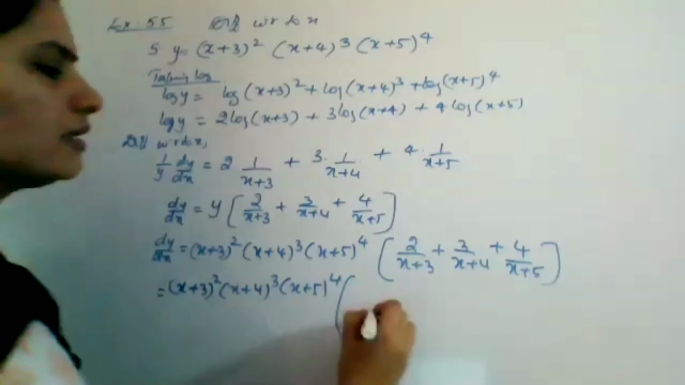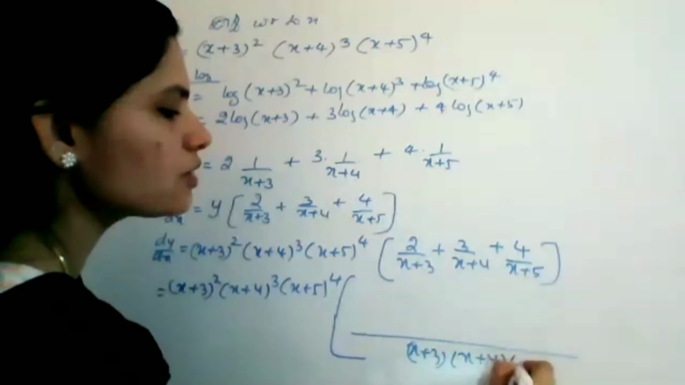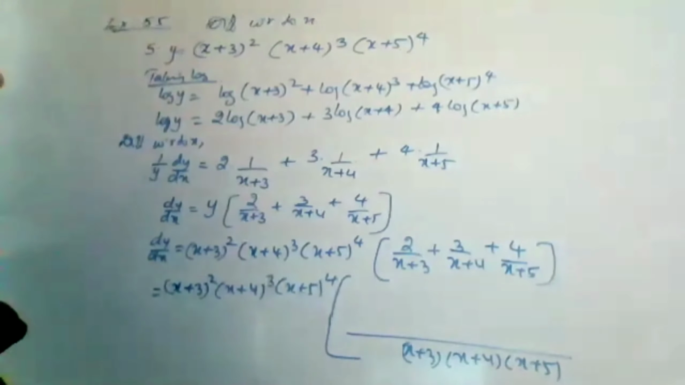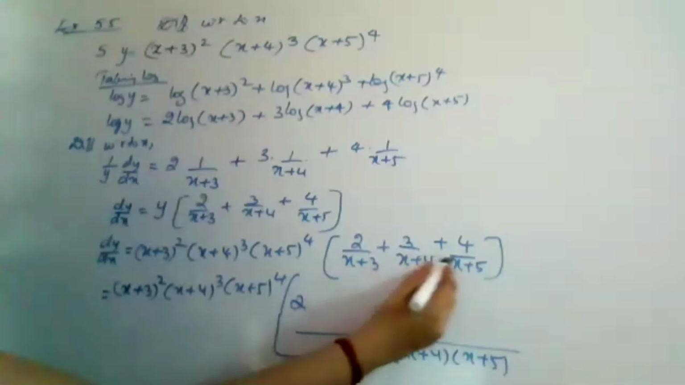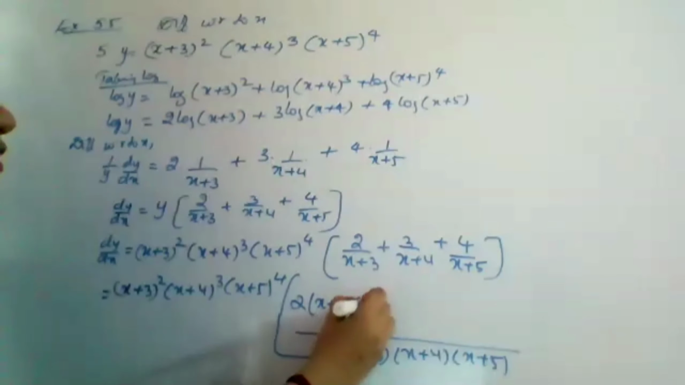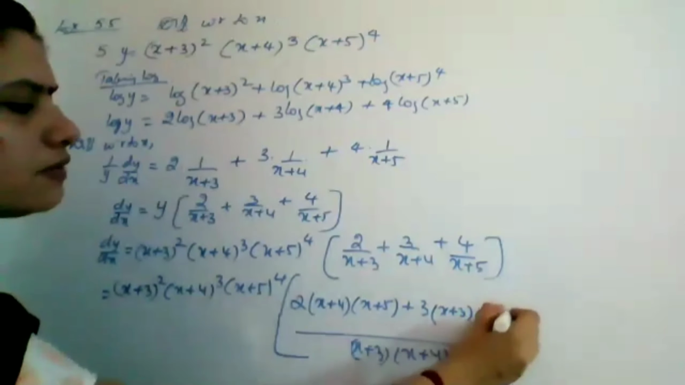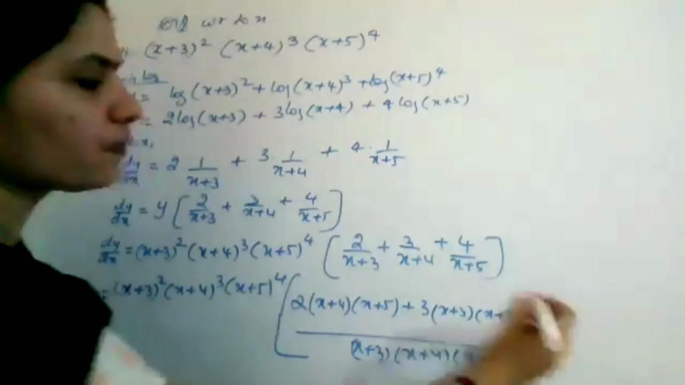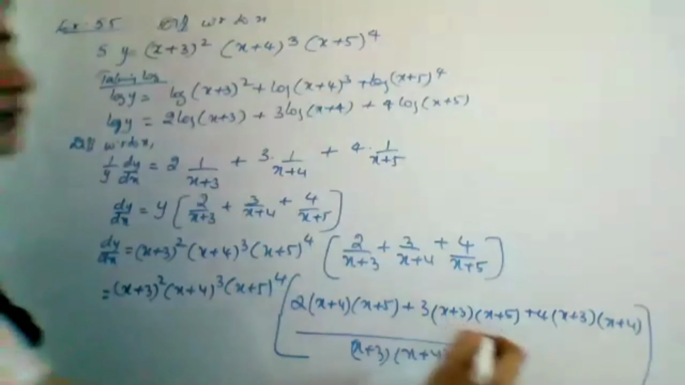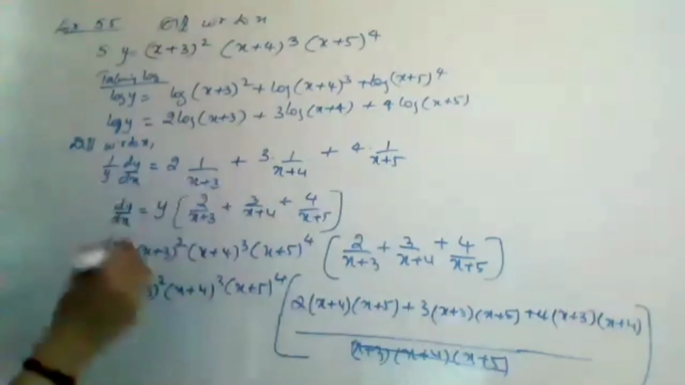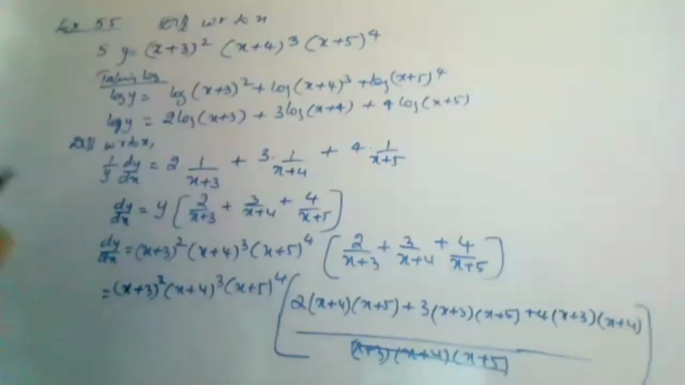Taking the LCM, the denominator will have x plus 3 into x plus 4 into x plus 5. And in the numerator you will have 2 into the product of these two terms, x plus 4 into x plus 5, plus 3 into these two, x plus 3 into x plus 5, plus 4 into x plus 3 into x plus 4. Now these three can be cancelled, and their powers will be reduced: 2 will become 1, 3 will become 2, and 4 will become 3. I will just rub this part.